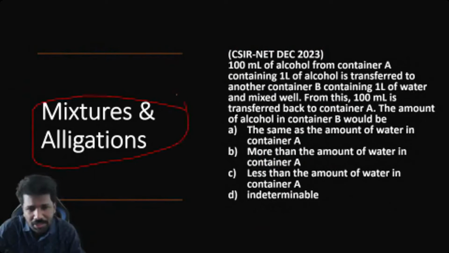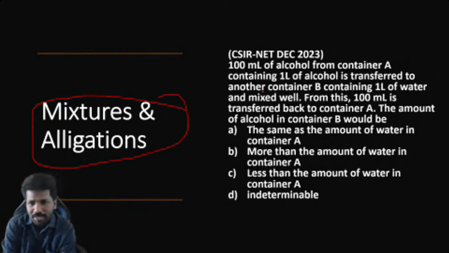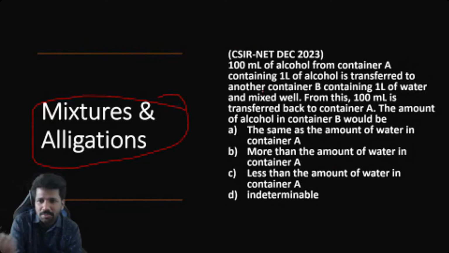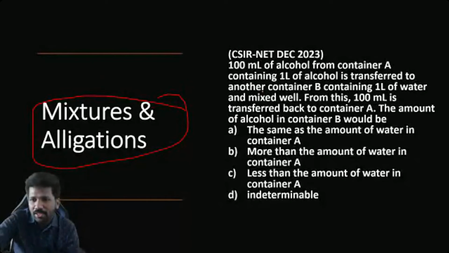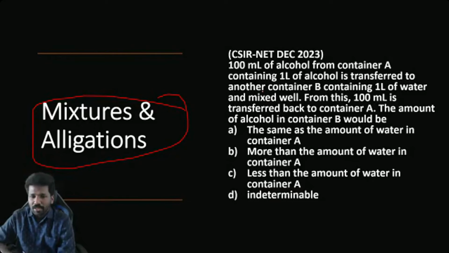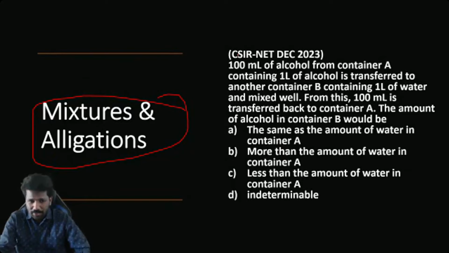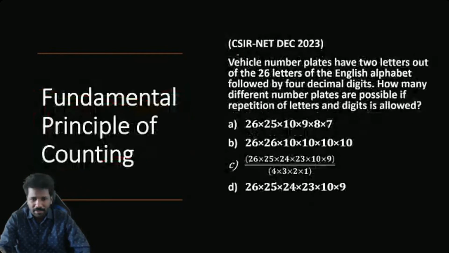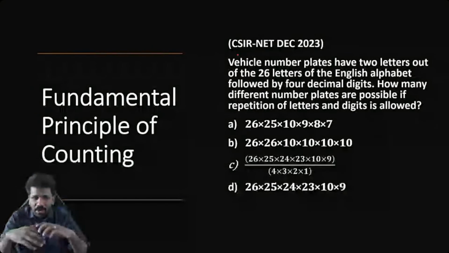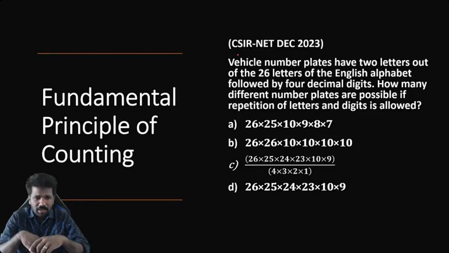In the mixtures and allegation chapter, we will discuss the allegation trick. In mixtures and allegation, two types of questions come at most. One is displacement, where one solution is displaced and another is replaced, like this December 2023 question. Second is purely mixtures, allegation trick related questions. Allegation trick related questions are also asked. We will discuss both of them together in this chapter. So that is about average, elementary statistics, mixtures and allegation.